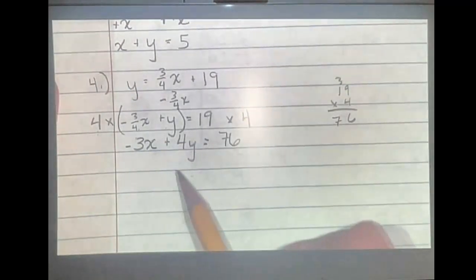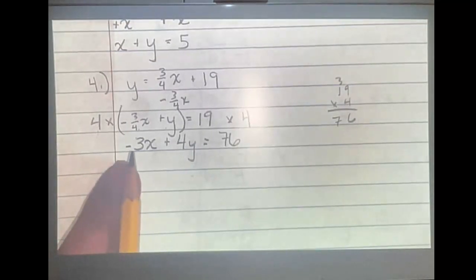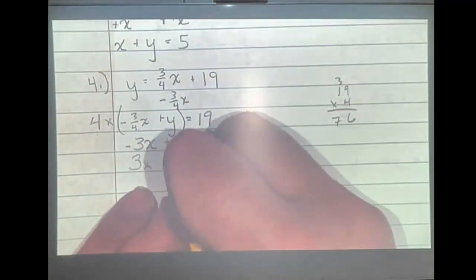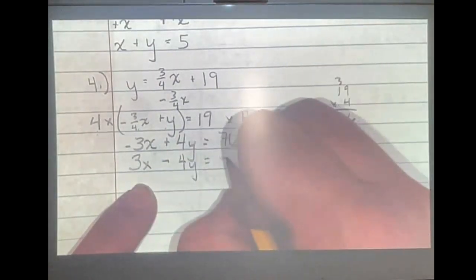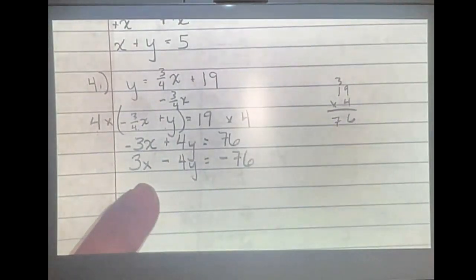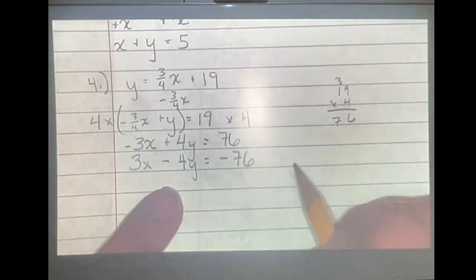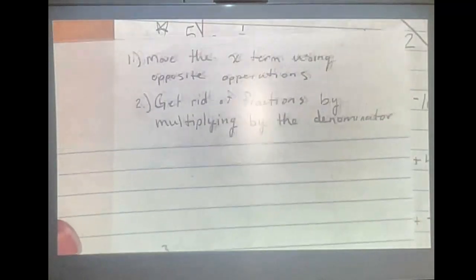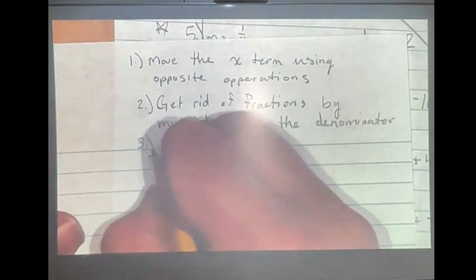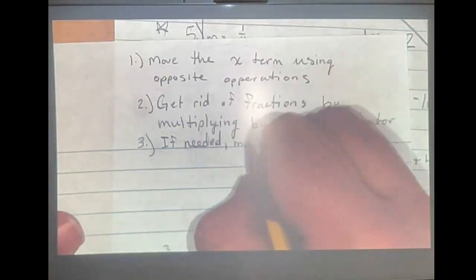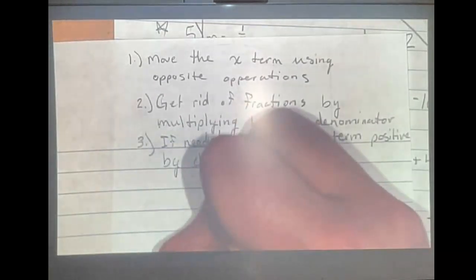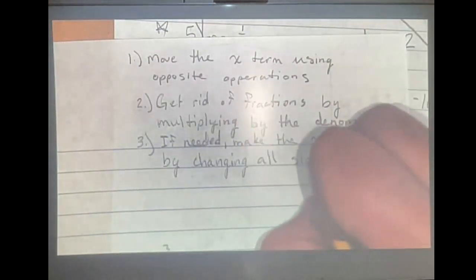The last thing we want is we want our leading coefficient to be positive. We have a negative 3 here. We want that to be positive 3. So we're just going to change everything to the opposite sign. Positive 3x minus 4y equals negative 76. So our last step, this is one that we write if needed: make the x term positive by changing all signs.